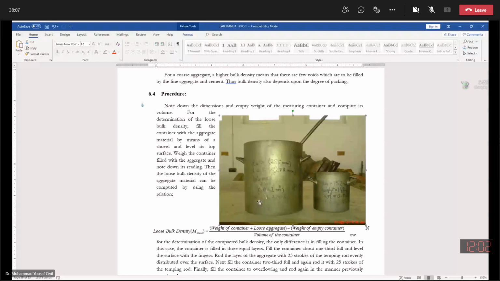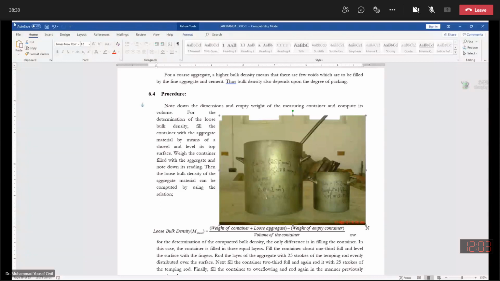The same procedure will be adopted, keeping in view that the base of the container must not leave the floor. So it must remain in contact with the floor or tabletop. So the same approach will be adopted for the top layer.